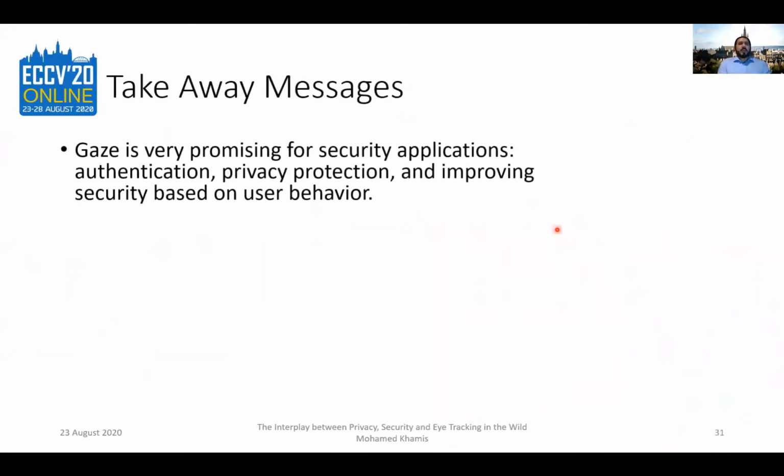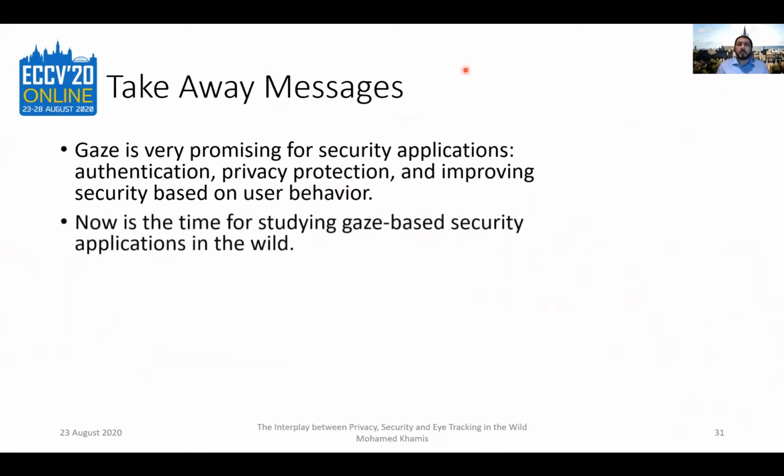So what are the main takeaways here? Gaze is very promising for security applications. There are applications of security in authentication and privacy protection, and in improving security based on gaze behavior. There's a lot to be done, especially in the last two areas, which are relatively under-investigated: privacy protection and improving security based on gaze behavior.